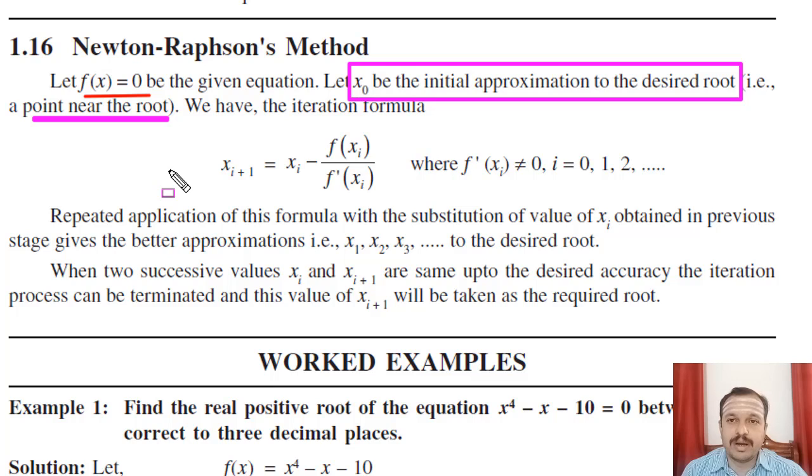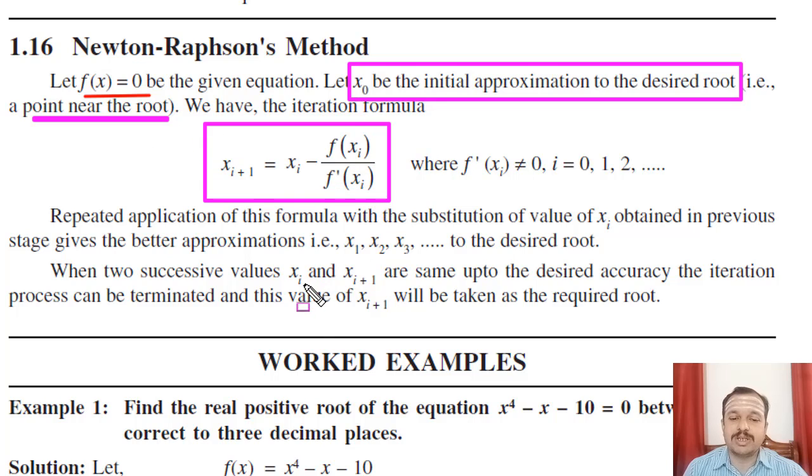Now, if we have this initial approximation in hand, we can use this formula. The formula of the Newton-Raphson method is x(i+1) equals x(i) minus f of x(i) divided by f dash of x(i). What is f dash of x(i)? It is the differentiation of f with respect to x, with x substituted by x(i). It is a very simple formula, in fact, and it is called the Newton-Raphson formula, and we will use it repeatedly.